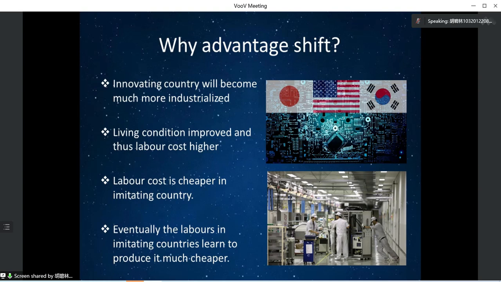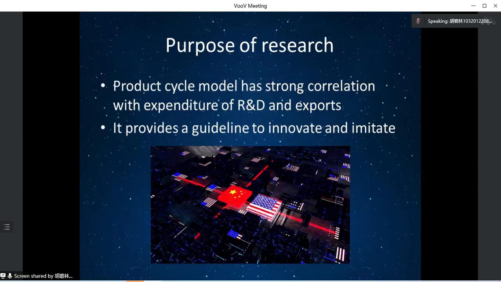So eventually they will build factories in those imitating countries, those cheap labor cost countries, and then they will help produce more of these products, and the commodities will become cheaper. So the reason we learn the product cycle and the technological gap is because it has a strong correlation with the expenditure on research and development, and also exports. And it also provides a guideline to innovate and imitate for other countries.